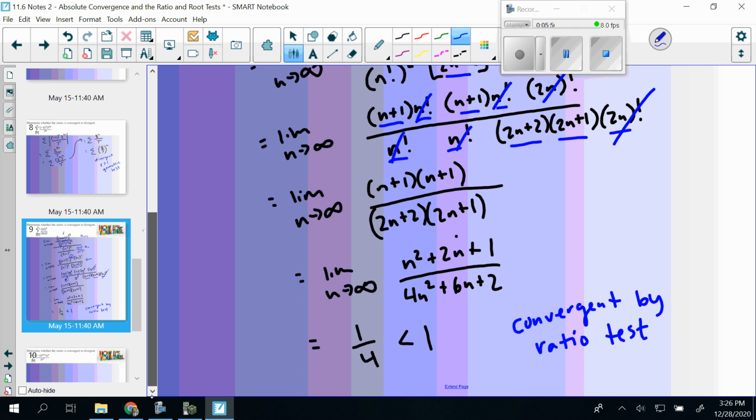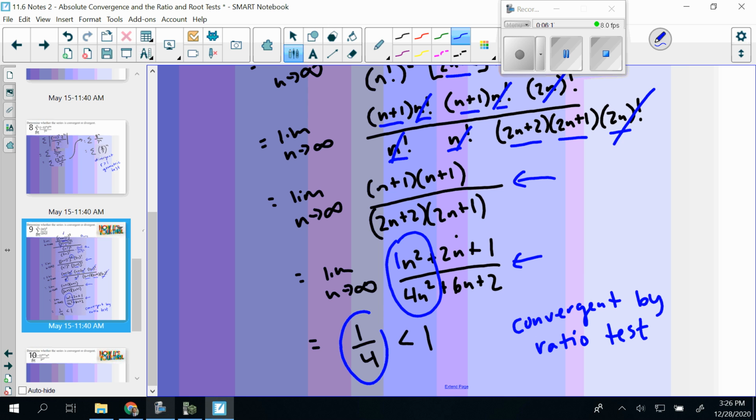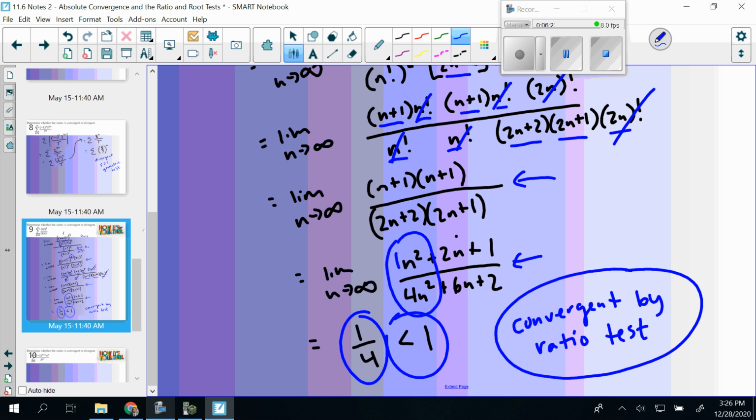That leaves us with just this. I multiplied the numerator and denominator out, giving us this limit. And we know if we multiply by 1 over n squared that this is going to end up going towards the coefficients here of our largest degree, which is 1/4. And 1/4 is less than 1. And so anytime you do ratio tests and it's less than 1, it's convergent by the ratio test. So hopefully you had good luck with doing that one.